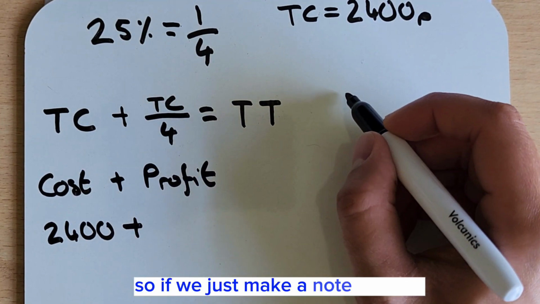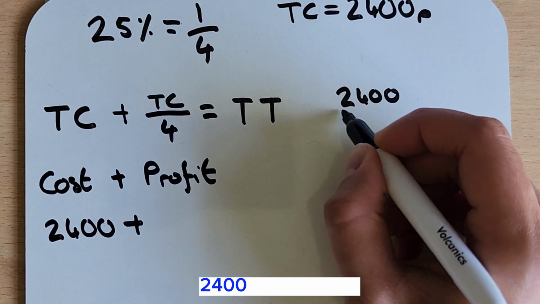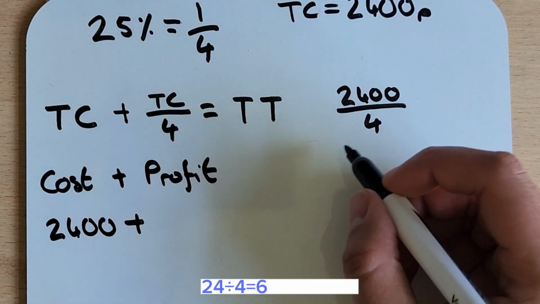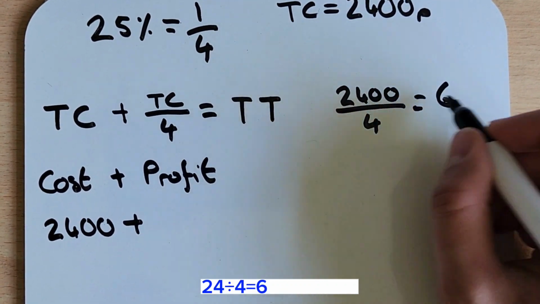So if we just make a note up here, 2,400 divided by 4, cover that up, 24 divided by 4 is 6, 2 zeros.